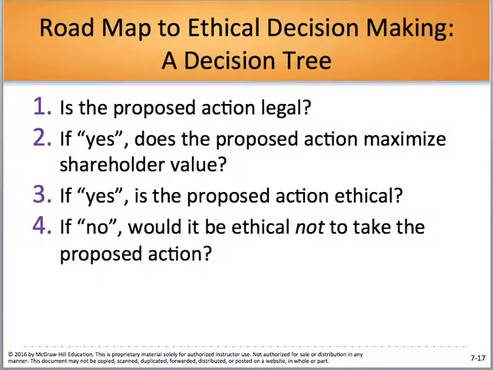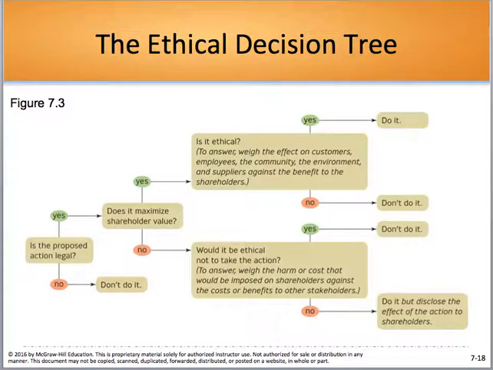The roadmap that we come up with through the decision tree: is the proposed action legal? If yes, does that action maximize our shareholder value? If it does, is it ethical? If it's not, would it be ethical not to take the proposed action? And so this is one roadmap. And so you can see here, figure 7.3, it kind of goes through all of this.